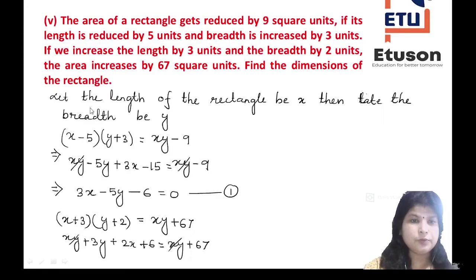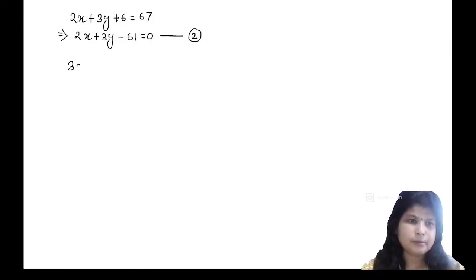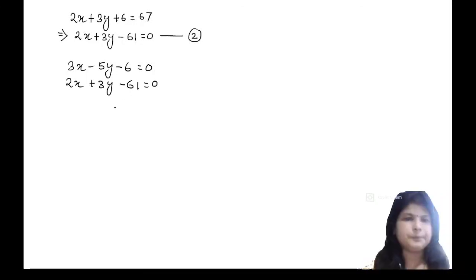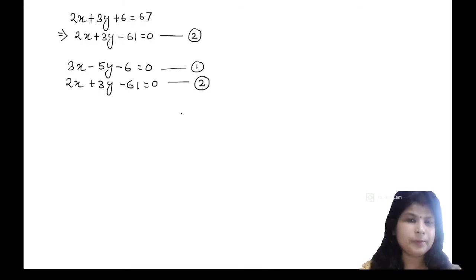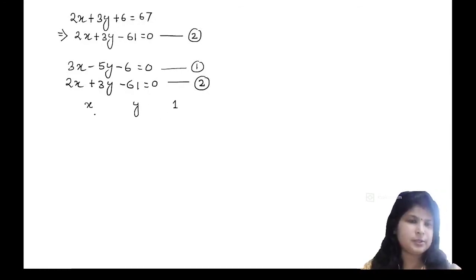So let us write down the first equation and the second equation. Your first equation was 3x minus 5y minus 6 is equal to 0. Then 2x plus 3y minus 61 is equal to 0. Okay, so you are free to choose any of the methods to solve it. So let us solve it by your cross multiplication method. Okay, so x, y and 1. So let us draw the diagram.